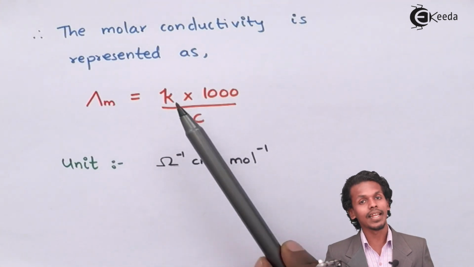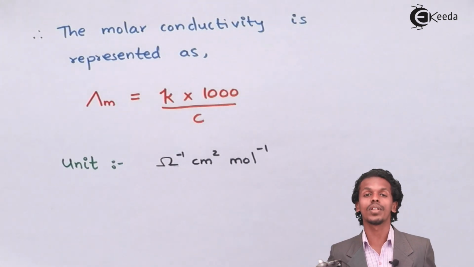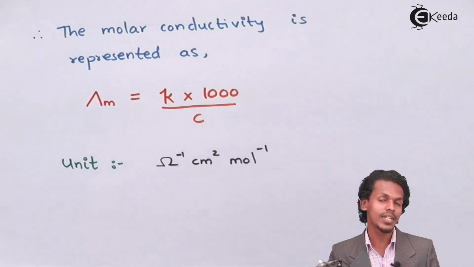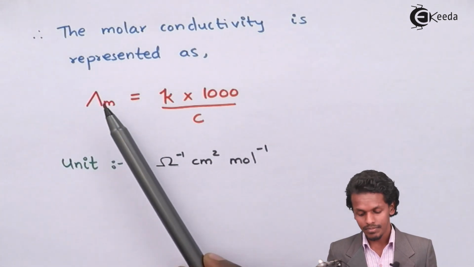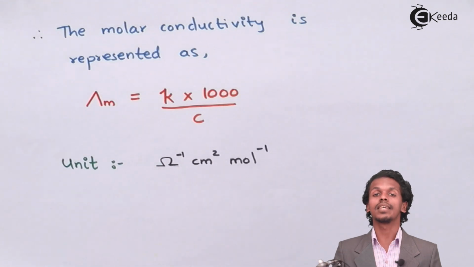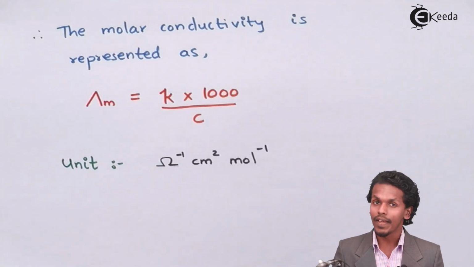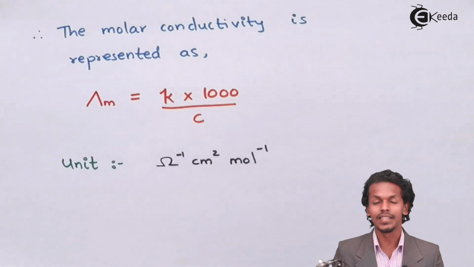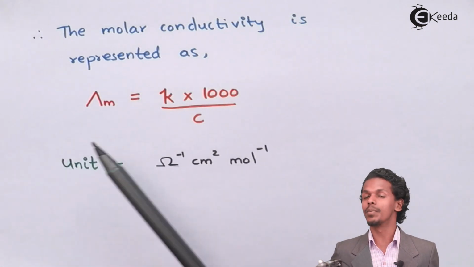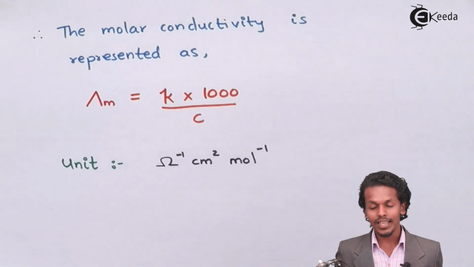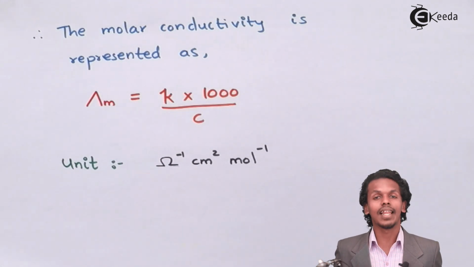So the conductivity, let me tell you again, is just for the 1 cm cube of a solution that conducts electricity, while the molar conductivity is nothing but the conductivity of 1 mole of an electrolyte present in the solution. So by this we have equated these two terms. It's a very easy relation that we have derived.